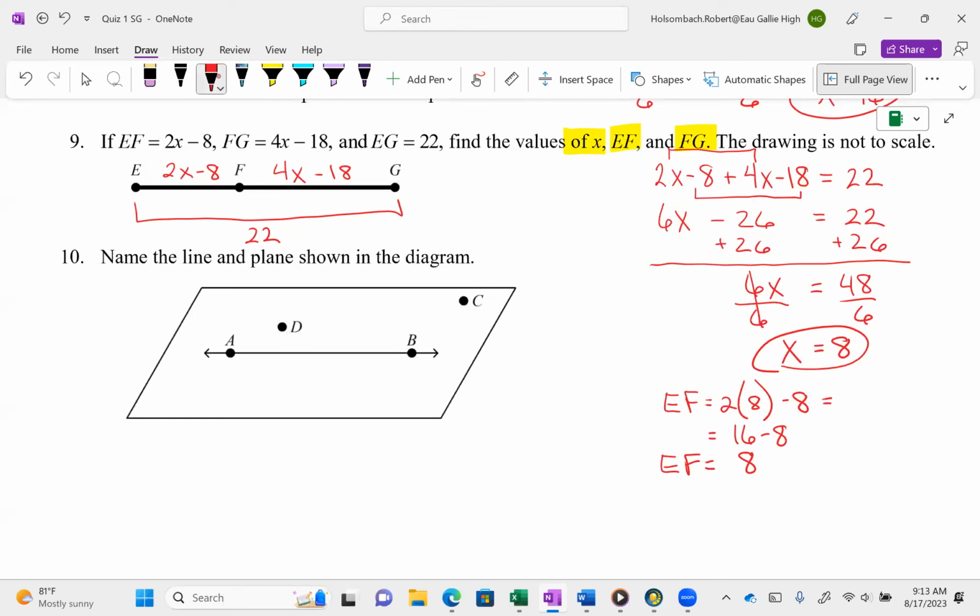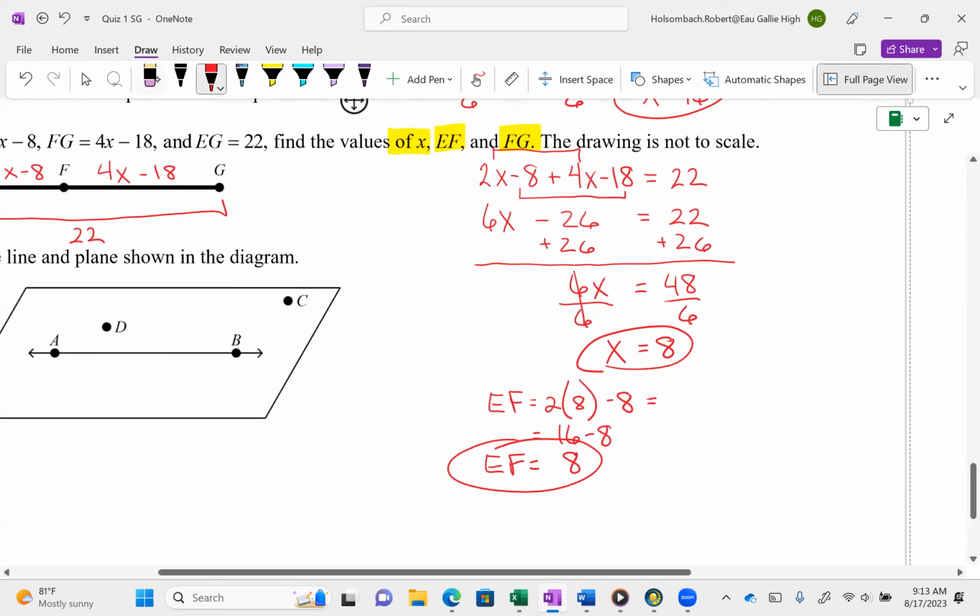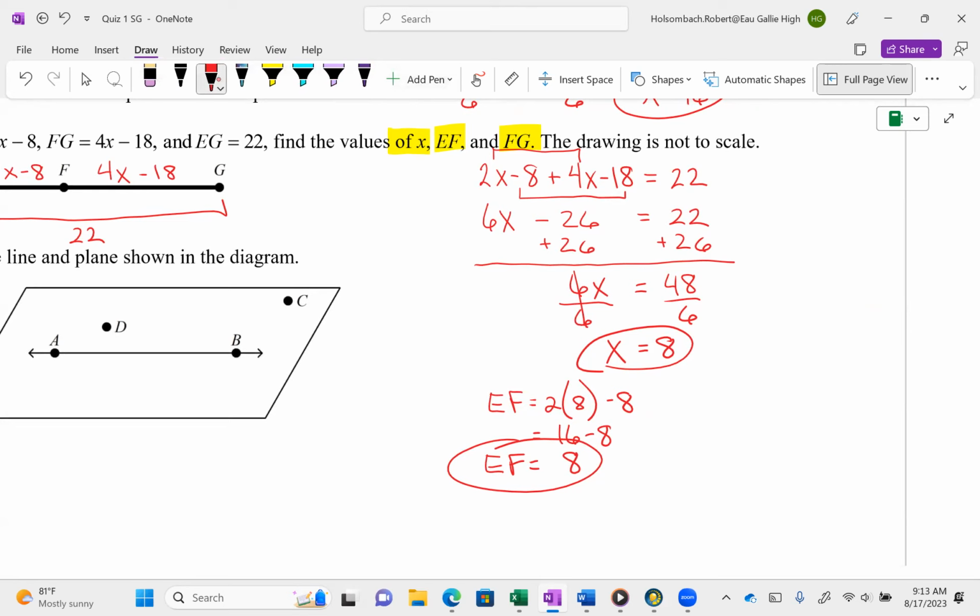All right, so here's our EF. And they ask you for FG. So there's two ways you can find FG, isn't there? One of the ways is by substitution. FG is equal to 4 times 8 minus 18, which is 32 minus 18, which is 14. So here's our x. Here's our E to F, and here's our F to G.